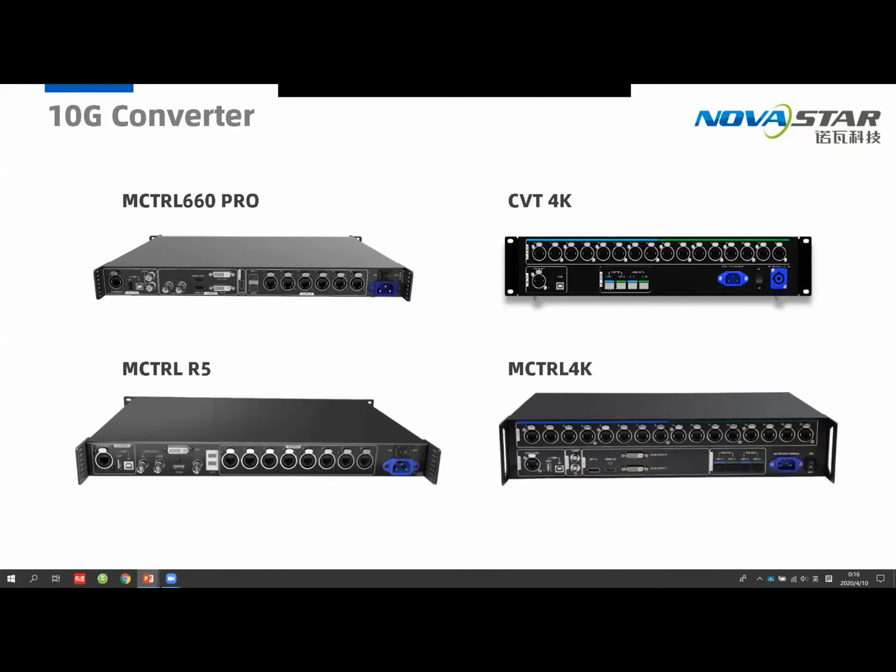For the M-Control 660 Pro R5, M-Control 4K, and the CVT 4K, the transfer speed is 10 gigabits, which means for each fiber output, we can handle a maximum of 8 Ethernet outputs. So that's the difference between the 1.25 gigabits and 10 gigabits.